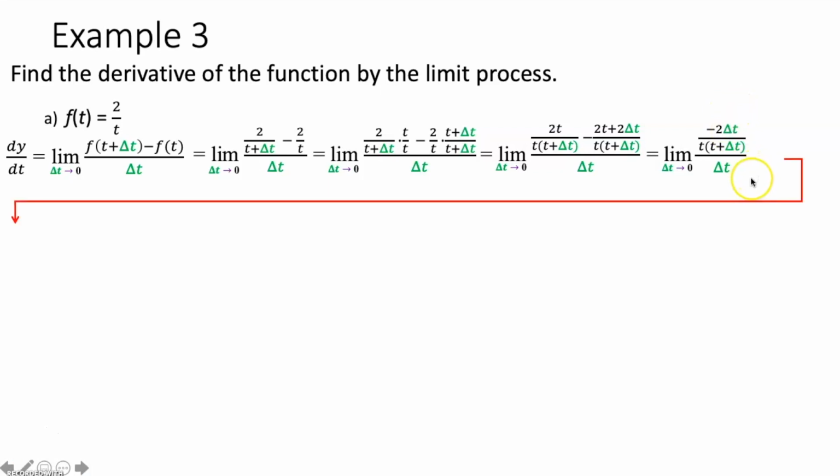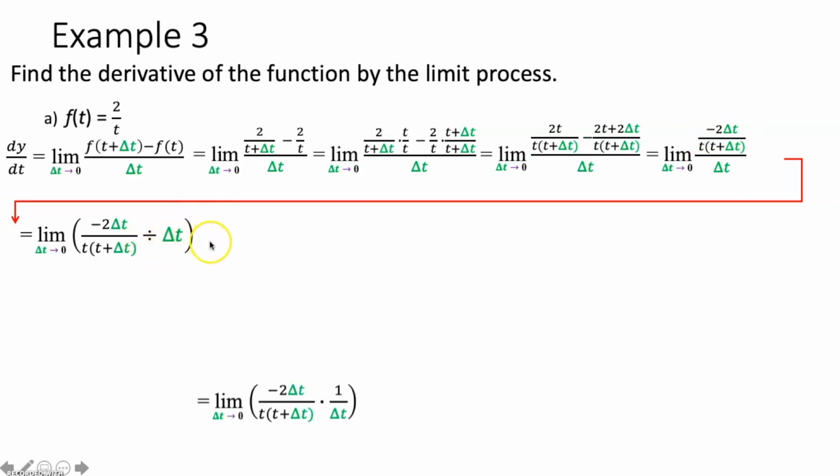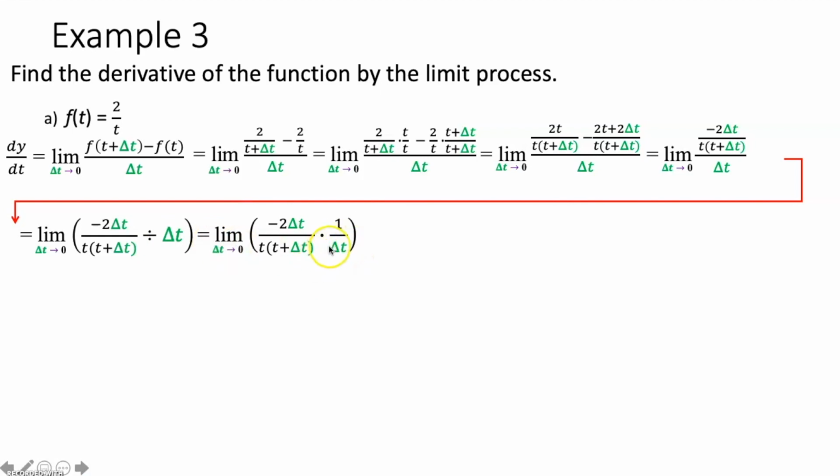So now I'm going to rewrite this so it makes a little more sense. Instead of all over delta t, I'm going to rewrite it like this, divided by delta t. It means the exact same thing as this up here. But you see that instead of dividing by delta t, I'm going to multiply by the reciprocal. It means the same thing. Why do I do that? Because these delta t's now cancel each other out. And I'm left with negative 2 over t times the quantity, t plus delta t.